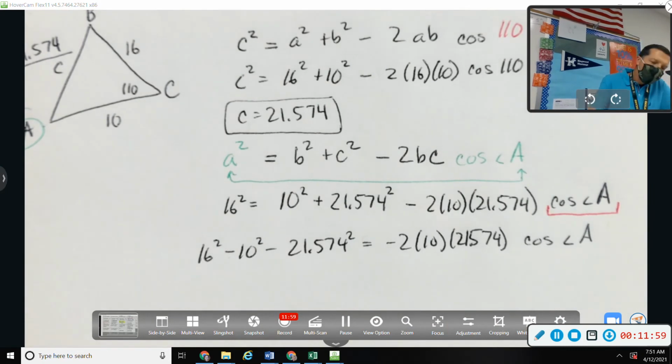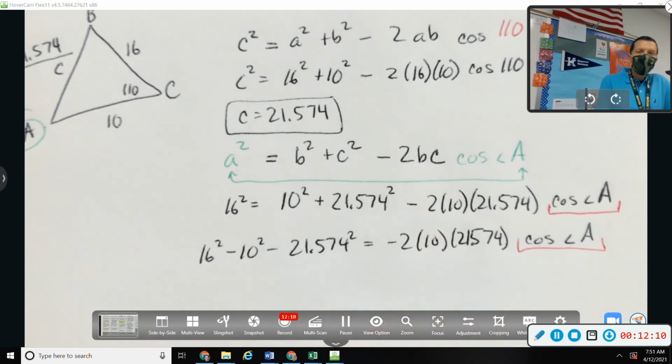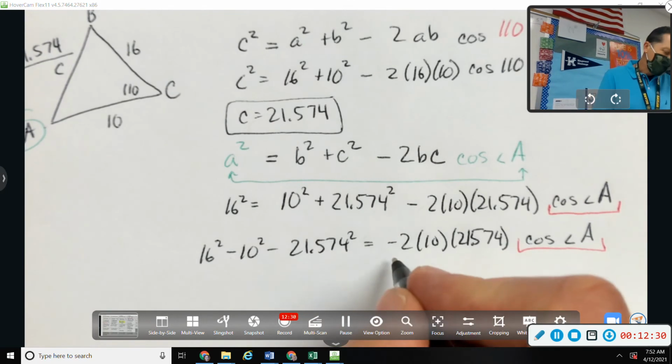Getting closer. Trying to get cosine of angle A by itself. What should I do next to get cosine of A by itself? How am I going to get rid of this stuff? What did you say? I think you said it right. I'm going to divide it first. I guess exactly when you go to the calculator is kind of up to you. But the main thing is, yes, we need to divide it.